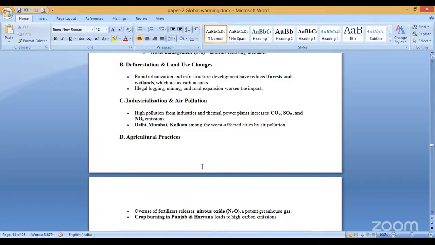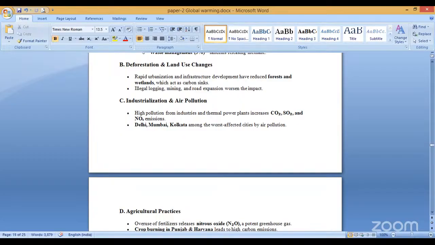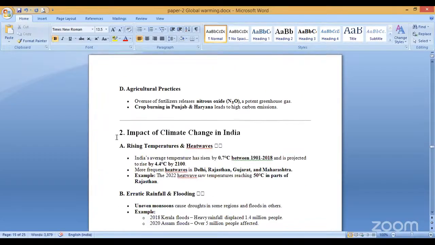The next one is agricultural practices. How can agricultural practices affect the environment? Agricultural practices and overuse of fertilizer release nitrous oxide, a potent greenhouse gas. Crop burning in Punjab and Haryana leads to high combustion emissions.